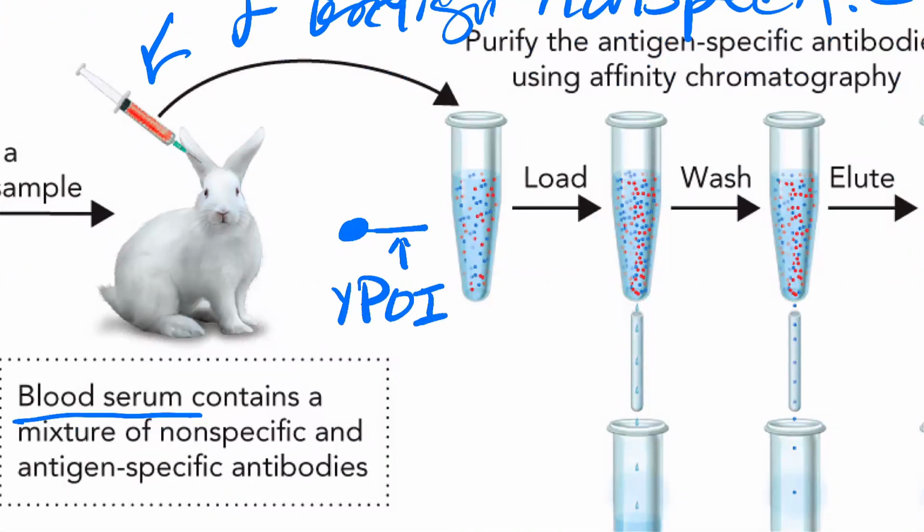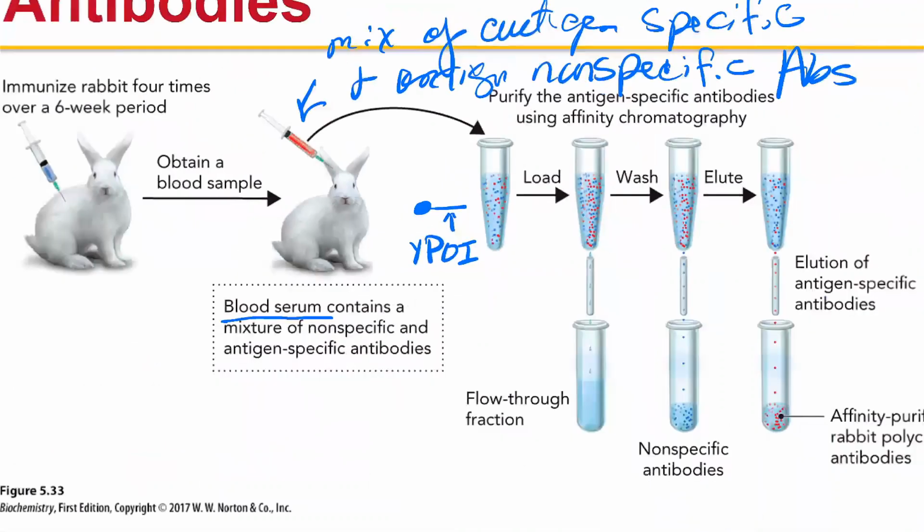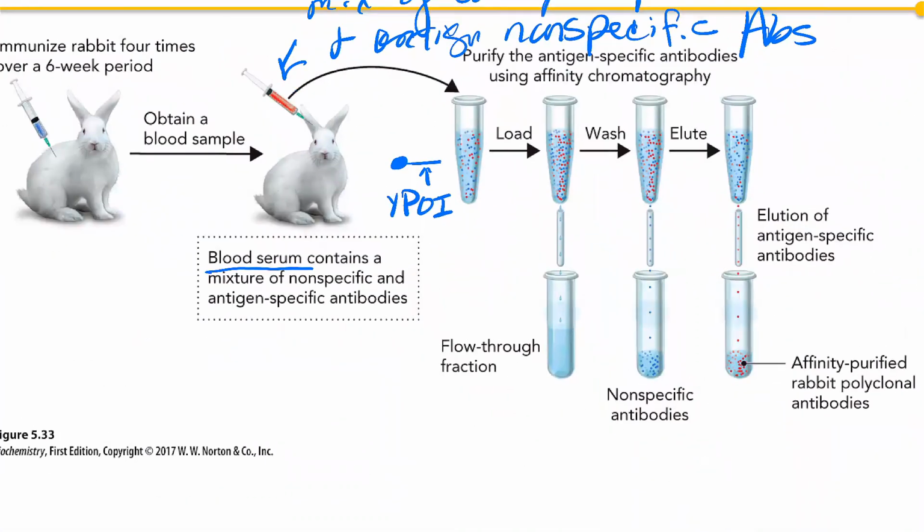And you put your serum over this column, right? And you let the flow through go through. So anything that didn't bind to your protein of interest will get eluted out. Then you're going to wash it, because you want to make sure that you've only got super specific antibodies in there. So you wash it, you let all those non-specific antibodies come out. So you don't want to keep those, right?